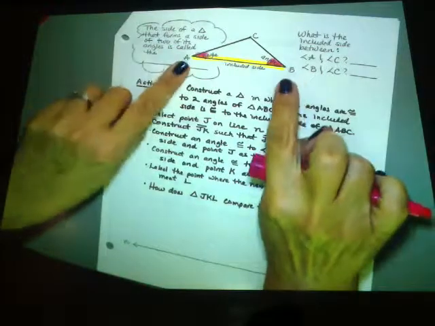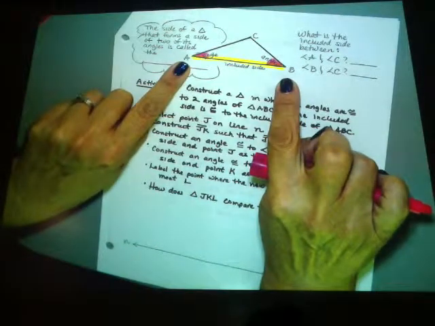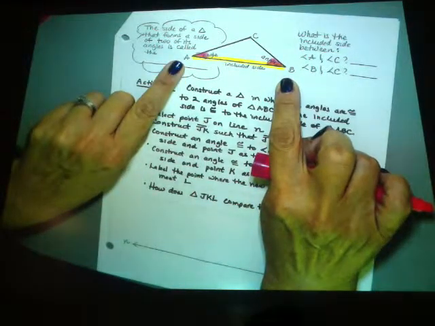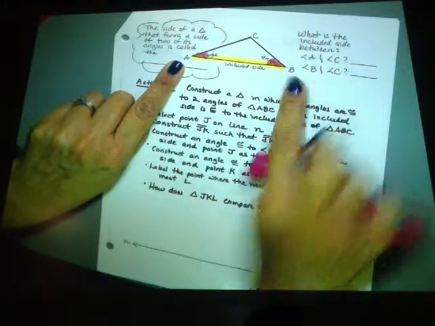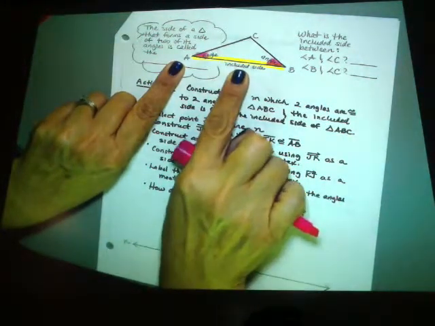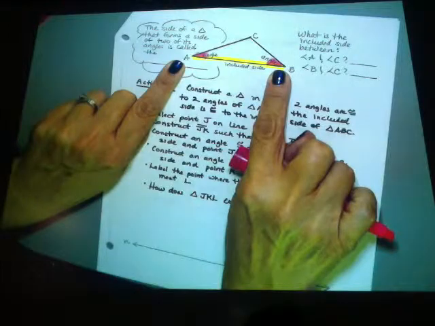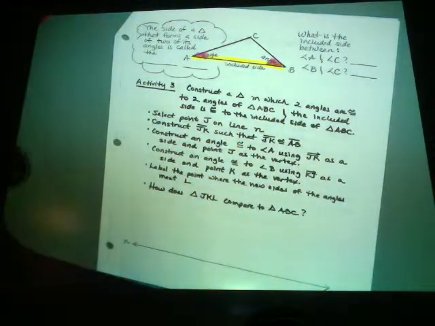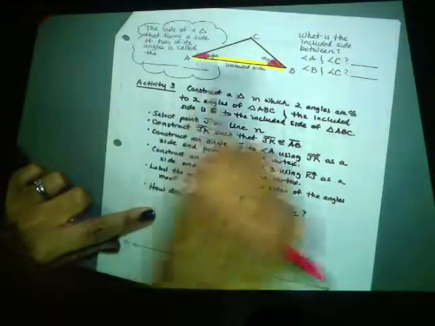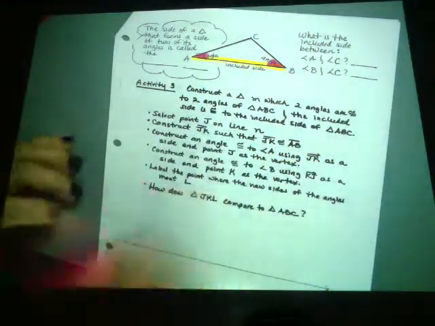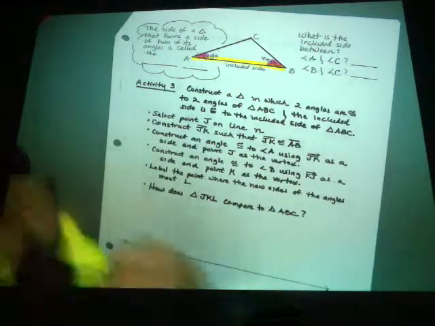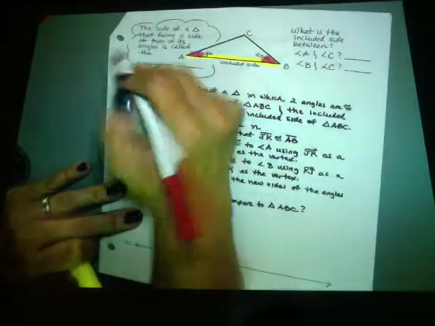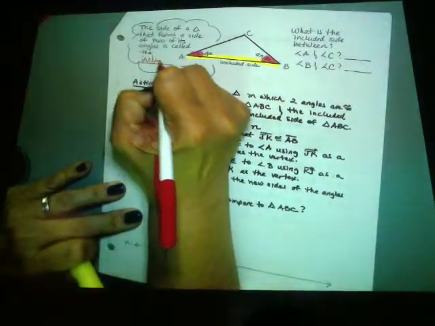If I'm looking at side AB, aren't the angles that border it the endpoints angle A and angle B? Isn't the side in between these 2 angles? So just like the angle on the last one was in between the 2 sides, and that was called an included angle, this is in between the 2 angles, so it's called an included side. So that's what you're going to write, included side.